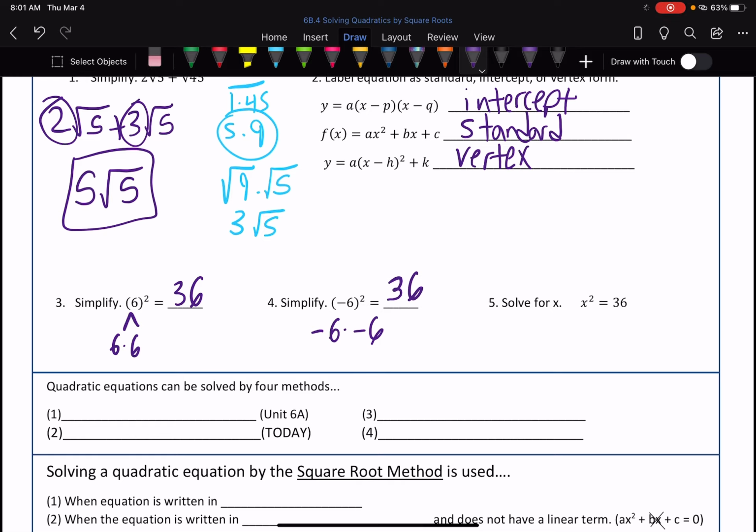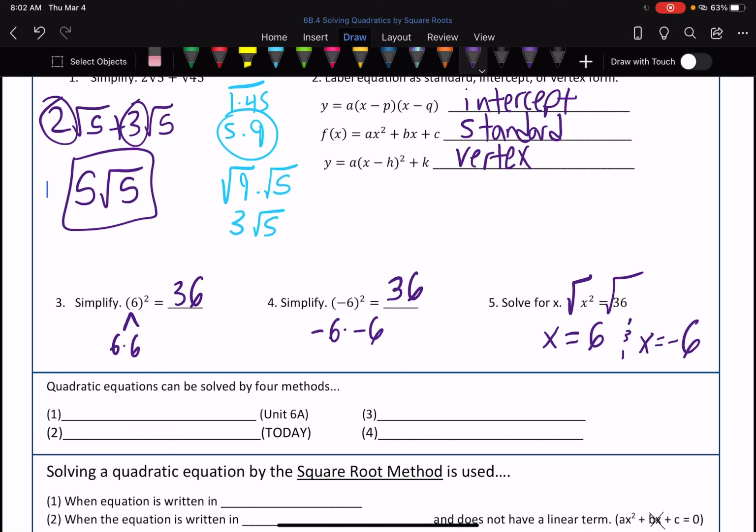Then it asks us to solve for x. So it gives us x squared equals 36. So we're going to take the square root of both sides. Well, I know that the square root of x squared gives us x. And I know that 6 squared is 36. So that's going to be one of my solutions. But I also know that negative 6 squared is 36. So therefore my 2 solutions for x are x equals 6 and x equals negative 6.